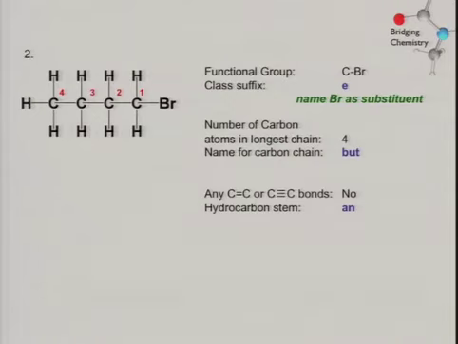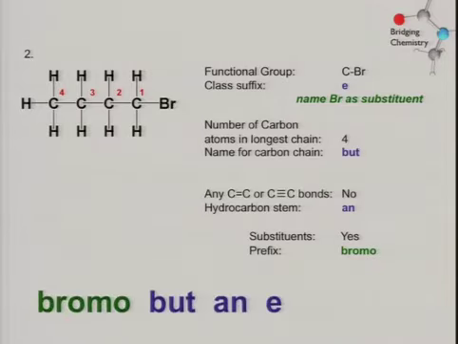And so what we do is we name the bromine as a substituent, which means that the bit of the name that refers to the bromine goes out the front. So when we say substituents, the answer here is yes. And so the prefix, which is the bit at the front of the name that talks about the substituents, that's where we talk about the bromine. And so for a bromine, the way we name that is we put in the bit bromo. We don't go bromine butane, we call it bromobutane.